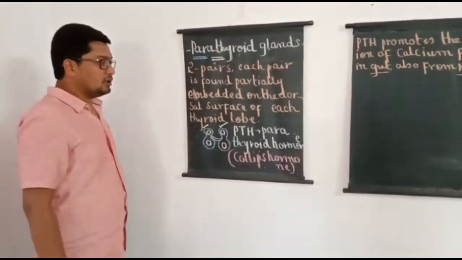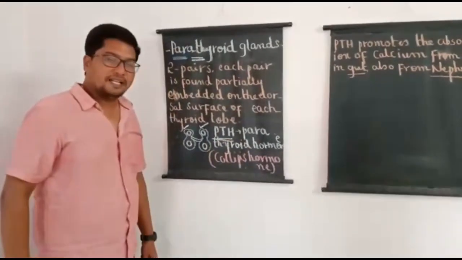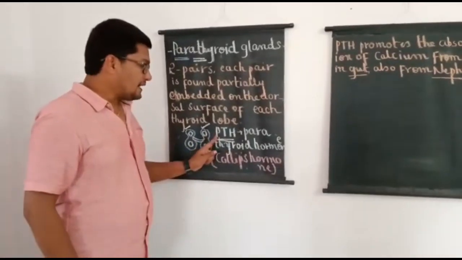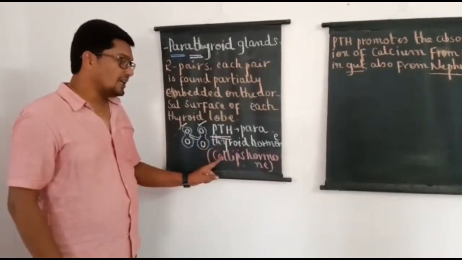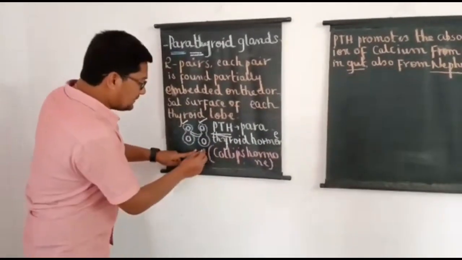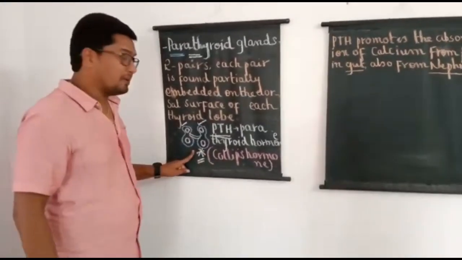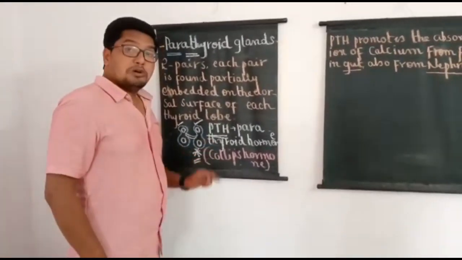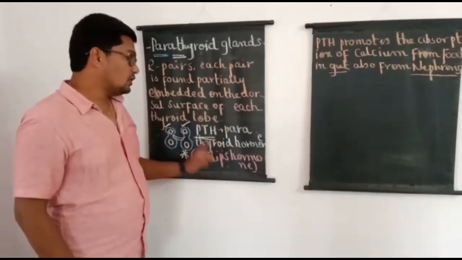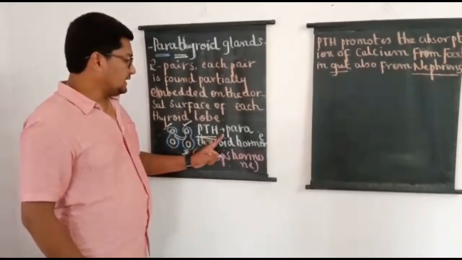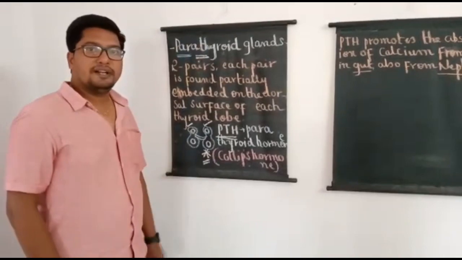And these parathyroid glands are responsible for the production of a hormone, that is PTH, parathyroid hormone. And this parathyroid hormone is otherwise called Collip's hormone. This is an extra point for competitive exams you have to remember. Which hormone is also called Collip's hormone? The answer should be PTH. PTH stands for parathyroid hormone. It is the hormone which is produced by two pairs of parathyroid glands.